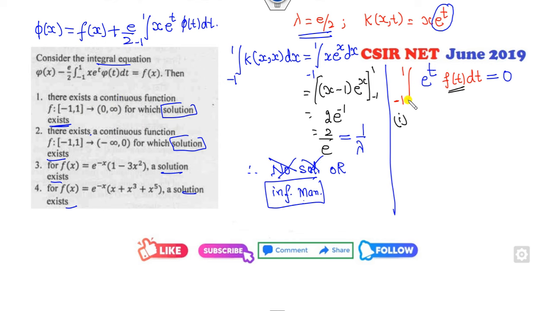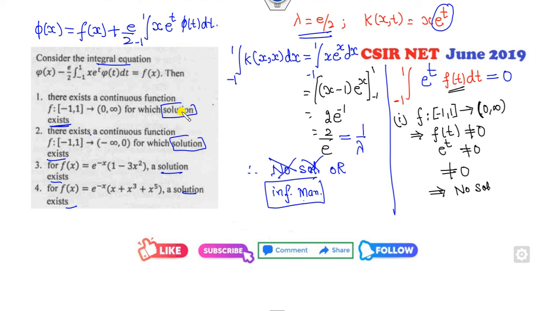First option: the function is from minus 1 to plus 1 to the open interval (0, infinity). What does it mean? f(t) will be non-zero because it's an open interval. Also e^t is non-zero, so this integration will be non-zero. That means it has no solution, but the statement says a solution exists. First option is cancelled.